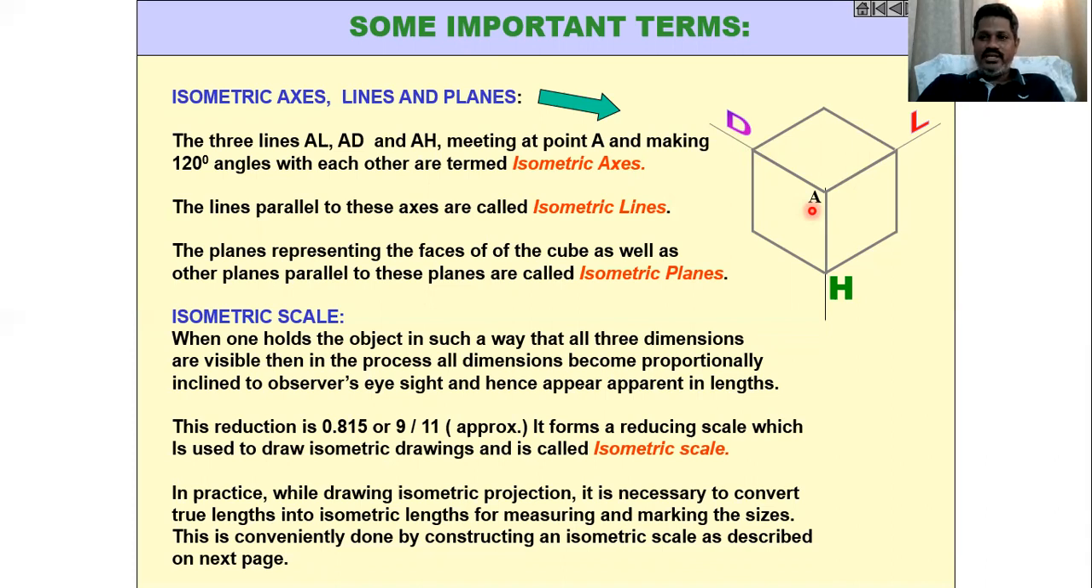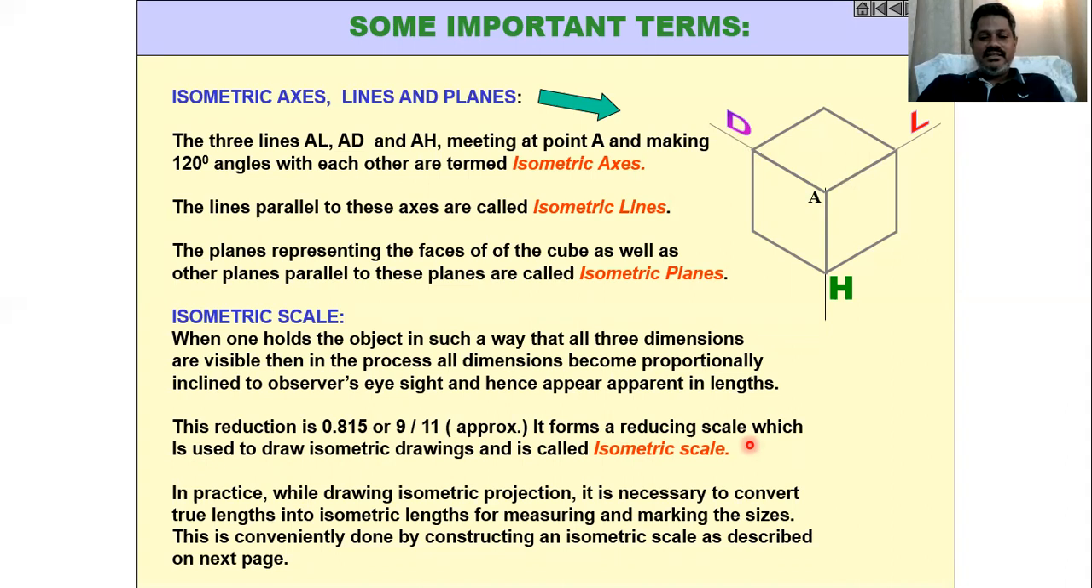When you twist a component, whatever dimension the observer is observing is not the true length or true dimension. There is some reduction, and that reduction is approximately 0.8152, or 9 by 11. This is an approximate value. So it forms a reducing scale because we are twisting the component to view all the dimensions or to see all the faces of the component. It is going to form a certain scale because it is reducing by some specific value.